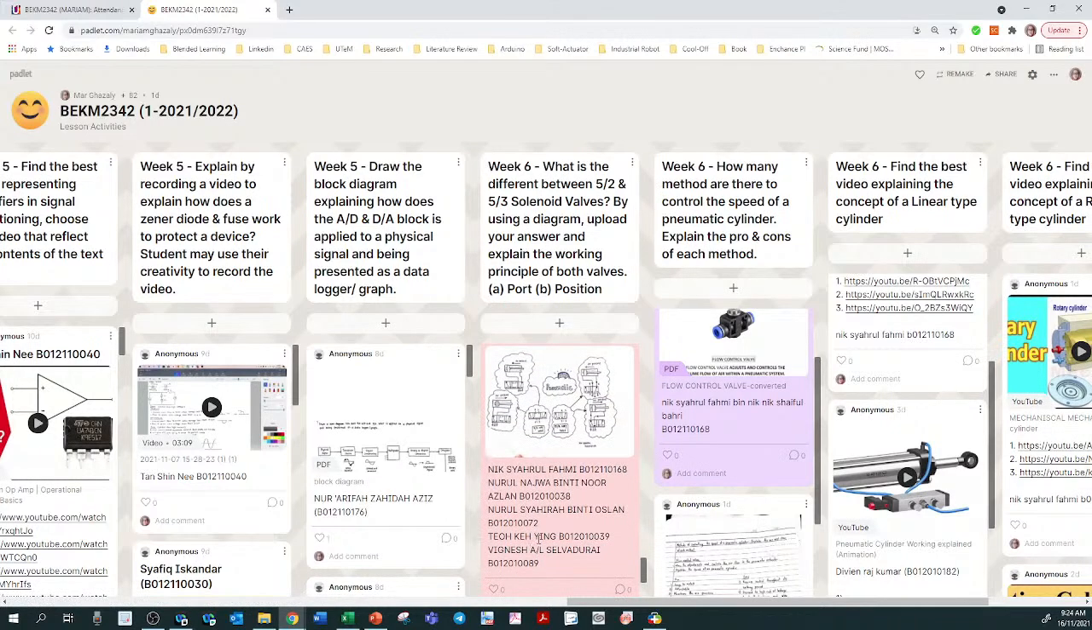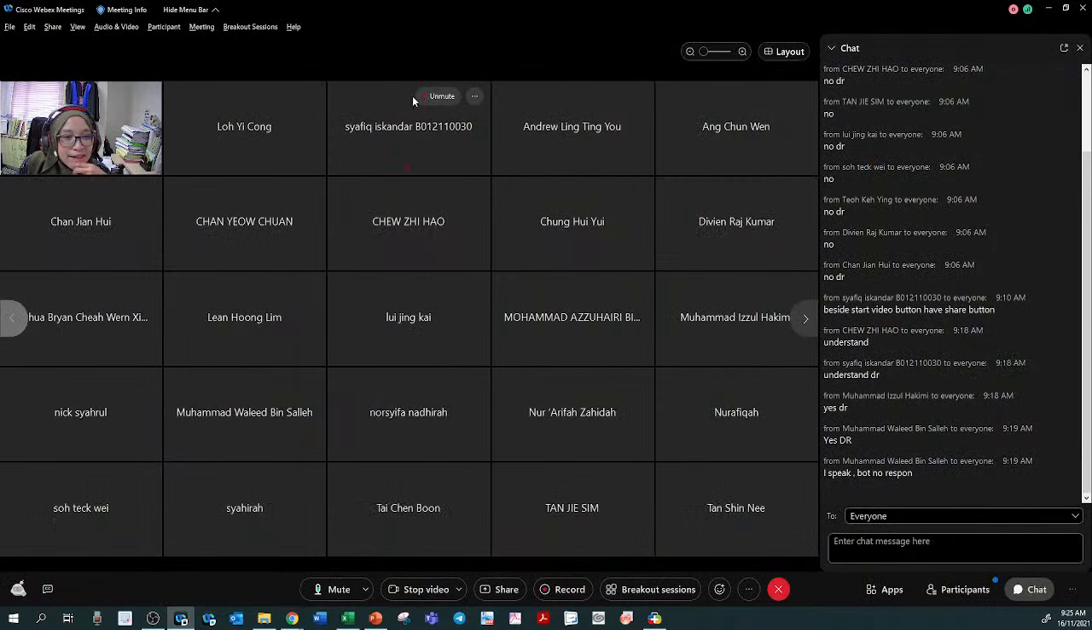Team 2, group 2. Nik Syahrul, Nurul Najwa, Nurul Syahira, Teo Kih Ying, Vignesh. Okay. Who wants to share screen? Guys, I'm not going to start class if you don't cooperate. We are doing an activity, so please cooperate.